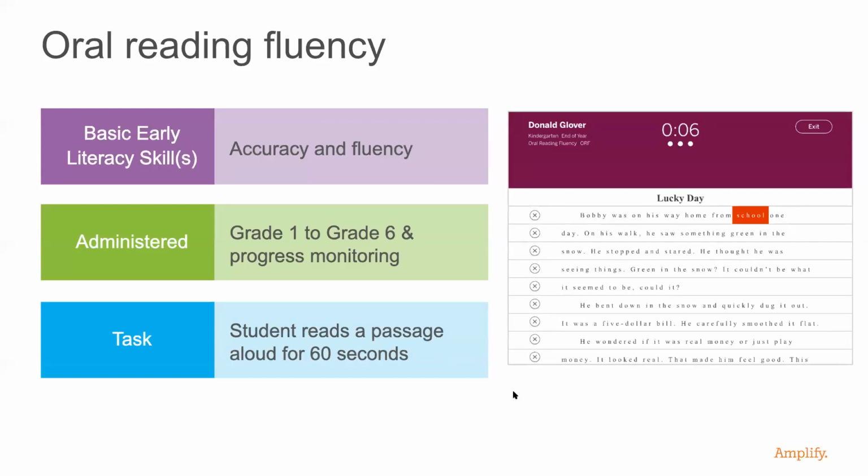The next one is oral reading fluency. This is one of the most researched measures here. It's highly predictive, not just of students' fluency skills, but also their overall reading skills, including comprehension. The reason for this is, especially in the early grades, if students can read fluently, then they can devote so much more of their resources to comprehension, which is the actual goal of reading text. This is given from grades 1 through 6, and students just read aloud a passage for 60 seconds.